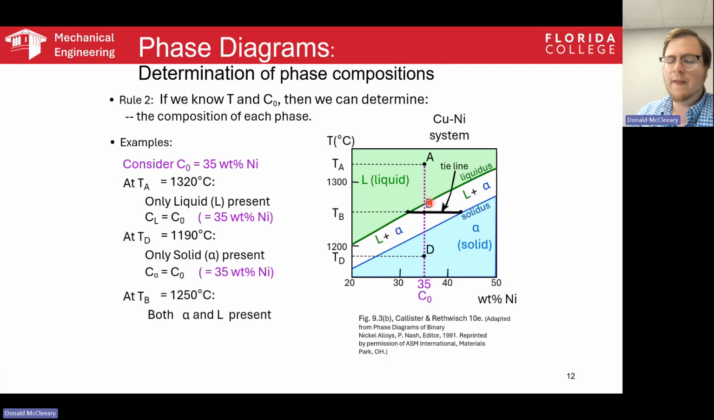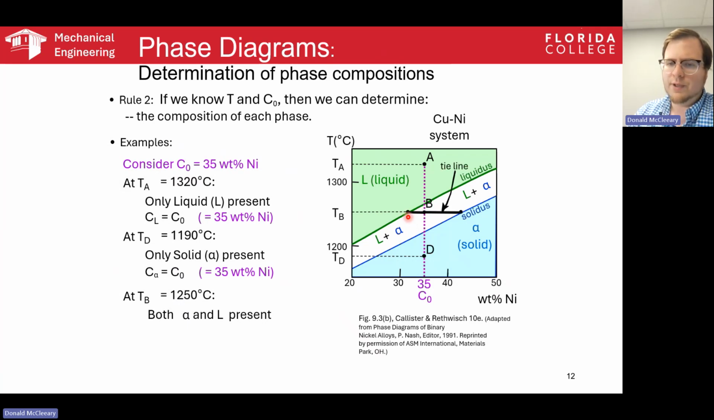That's where we get our tie line. So I'm going to play this again so you get an idea of it. So we start at point B. We're going to draw a straight line horizontally that connects our liquidus and solidus lines, right? So that we draw that line. Here we go.